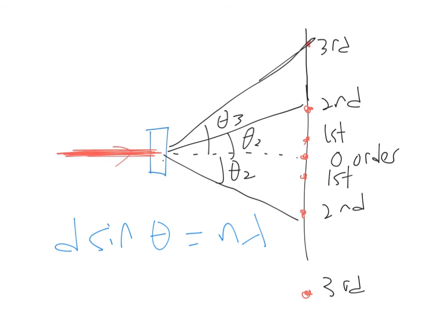Alright, and the spacing will get further apart. Because why? There's a sine function here, so there's a sine theta there. So the spacing is not the same. For two source interference, the spacing is the same. But for a diffraction grating, the spacing is not the same.